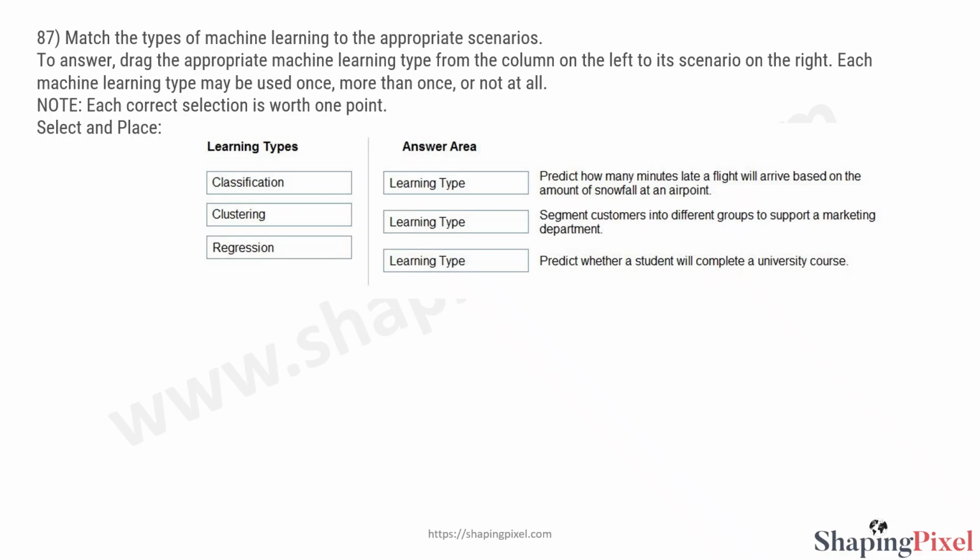So the right learning type for the statements are: regression, predict how many minutes late a flight will arrive based on the amount of snowfall at an airport. Clustering, segment customers into different groups to support a marketing department. Classification, predict whether a student will complete a university course.